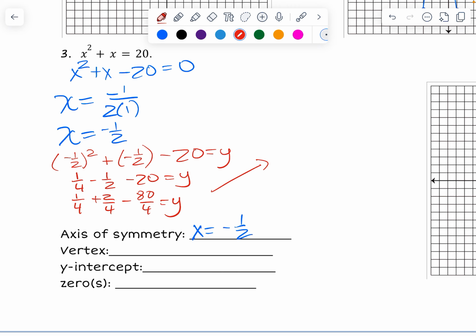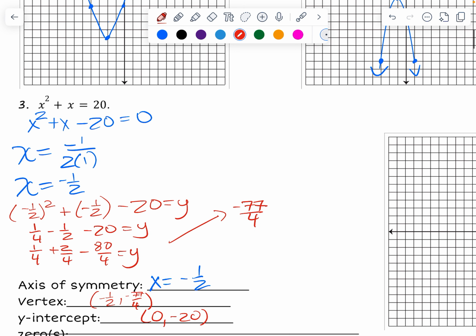That's going to get me 3-77 over 4. So -1/2, -77 over 4. My y-intercept is going to be 0, -20. And what are the factors of -20 that would add to 1? That would be 5 and -4.